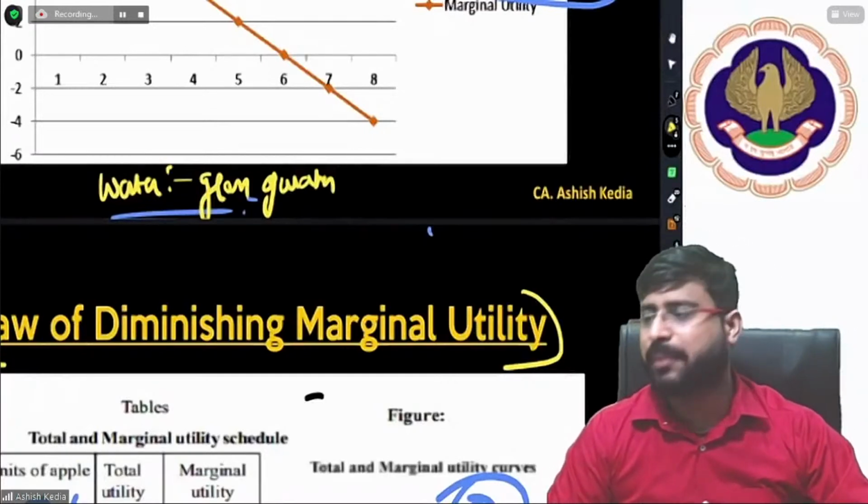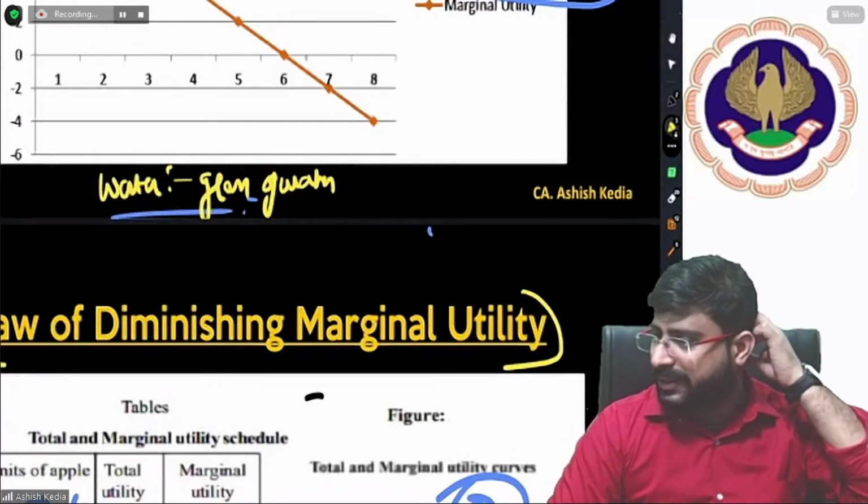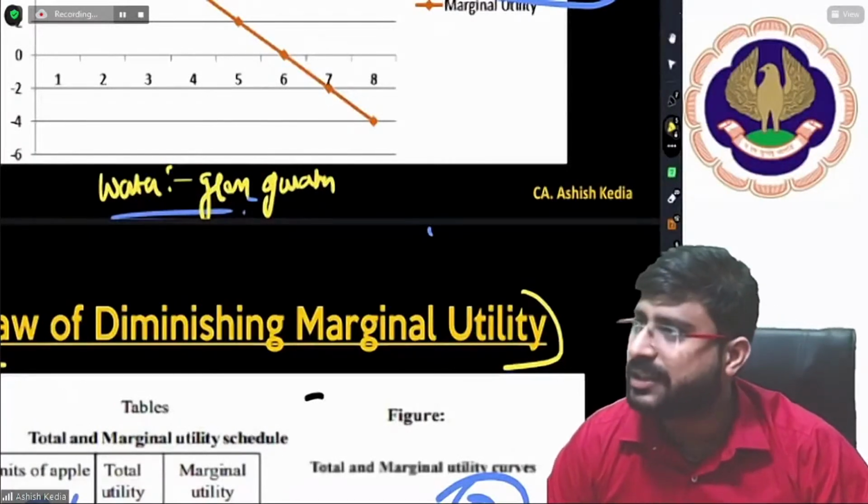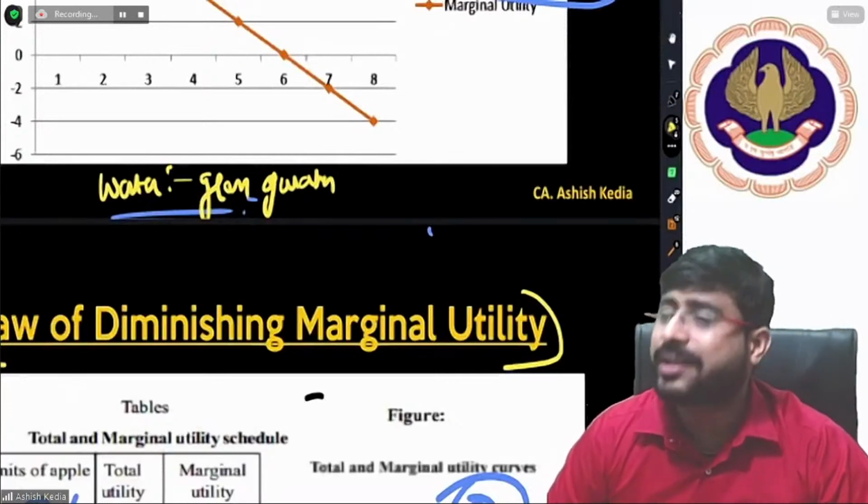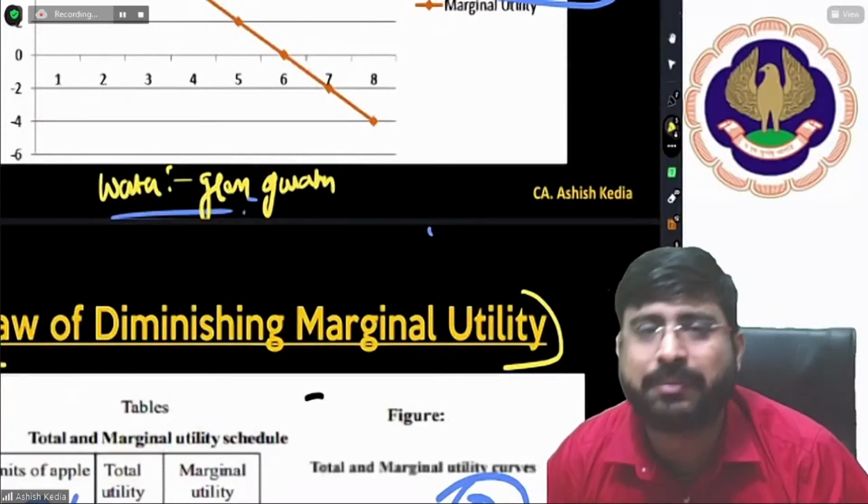I hope it's crystal clear, my dear friends. Yes, sir, it's crystal clear. And remember the point: cardinal means monetarily measurable.